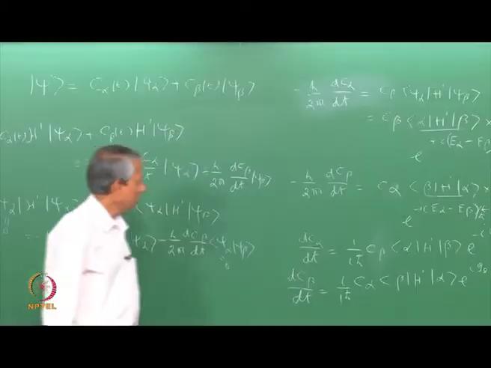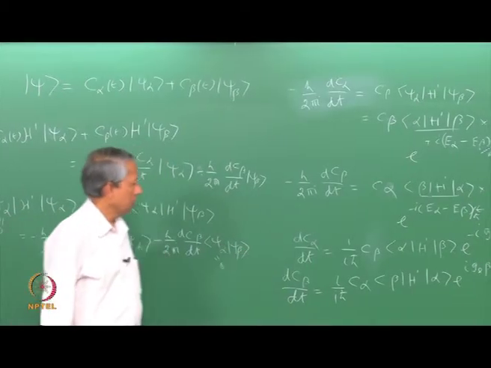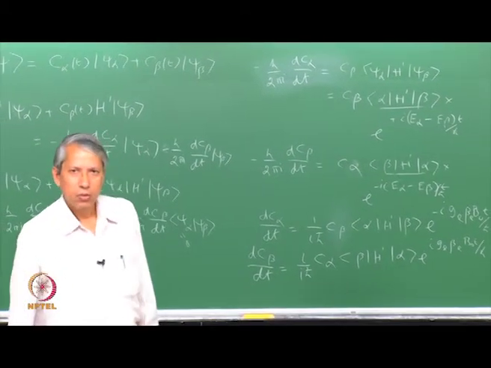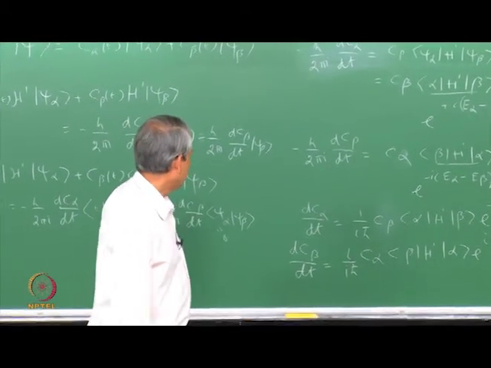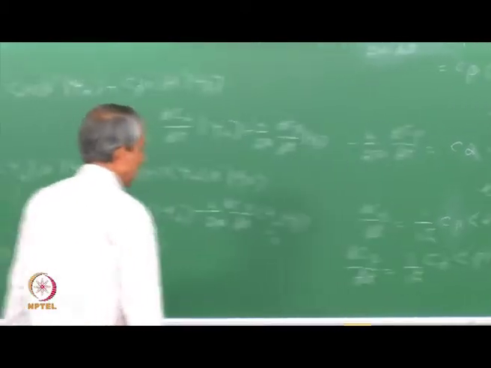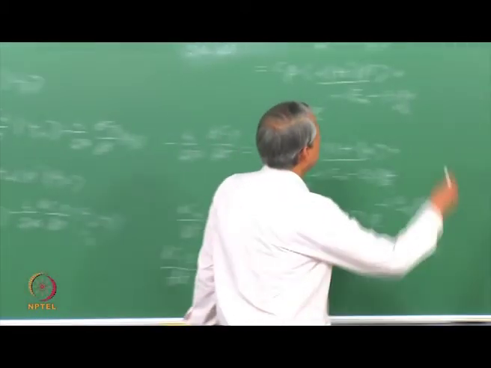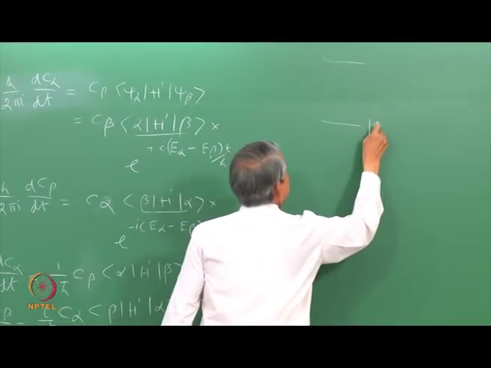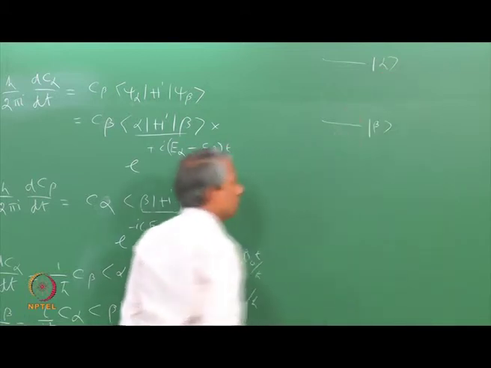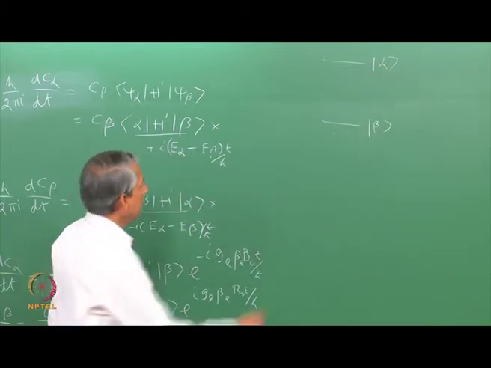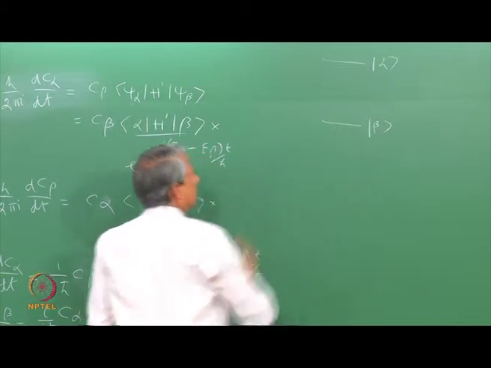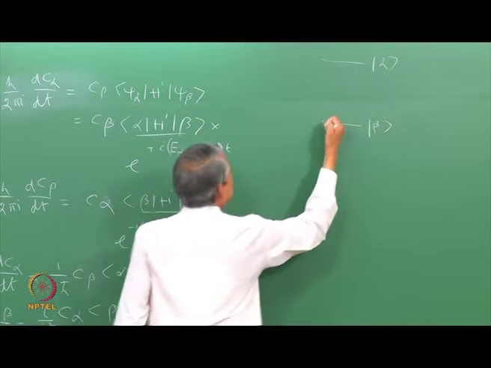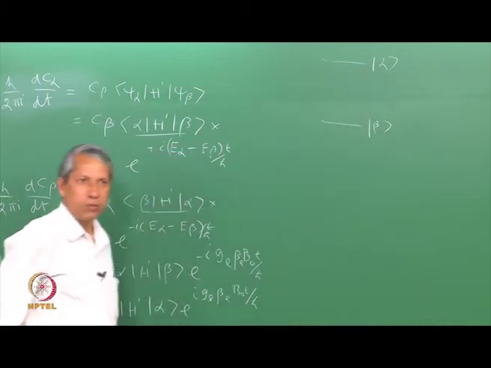So, we have this coupled equation: C alpha is connected to C beta, and C beta is connected to alpha. So, it is not easy to solve these equations simultaneously. What we can do is use a perturbative technique to get an approximate solution. For that, we start with the given initial condition that the beta state is lower and the alpha state is higher. The spin system initially is here, and then when the perturbation is applied, can it make a transition from here to there? That is what we are going to find out.